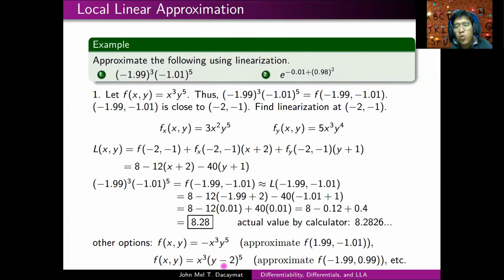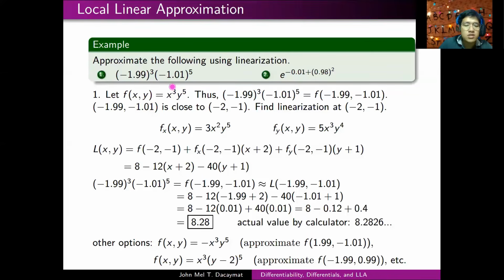X cubed tapos y minus 2 to the fifth. Wala lang, gusto mo lang y minus 2, no? Pero this time, ipa-plug in mo naman, no? F of negative 1.99 para sa x cubed. Tapos, 0.99, no? Kasi yung 0.99 minus 2, negative 1.01. So, pag plug-in mo to dito, makukuha mo pa rin ito. And many more. Napakadami pang possible options na pwedeng piliin. Pero, ito kasi yung pinaka-intuitive and yung pinaka-madaling maisip, no? Sa unang tingin. So, ito na yung piliin natin.